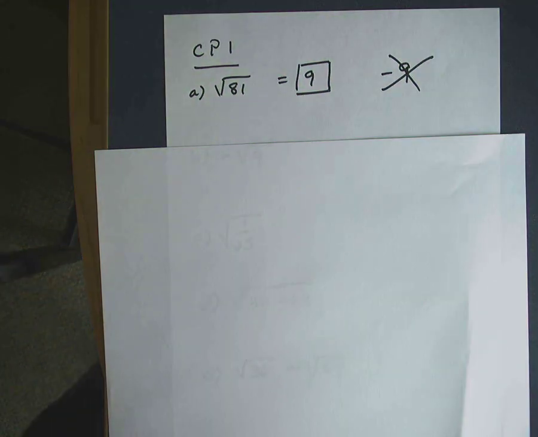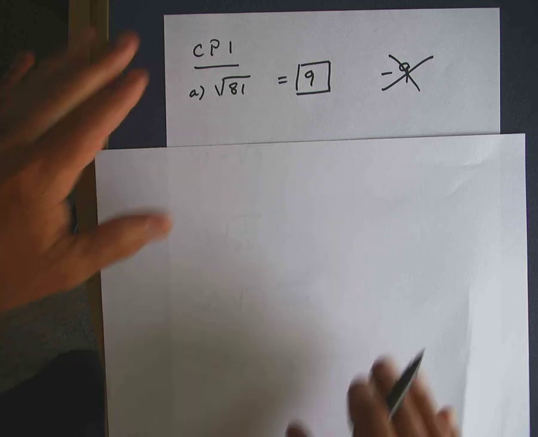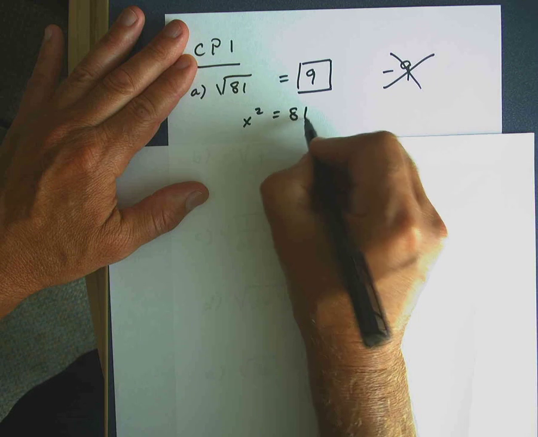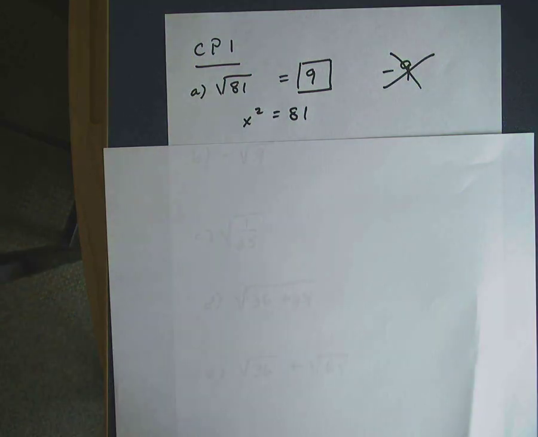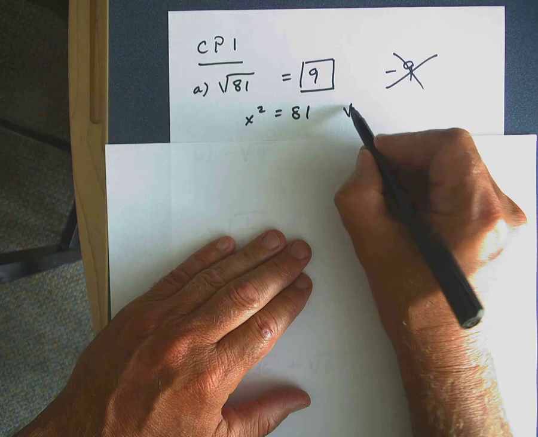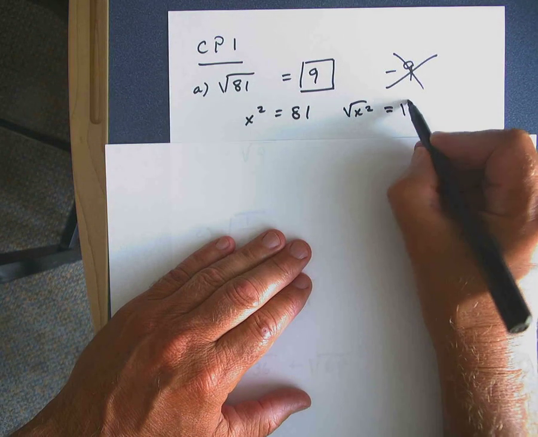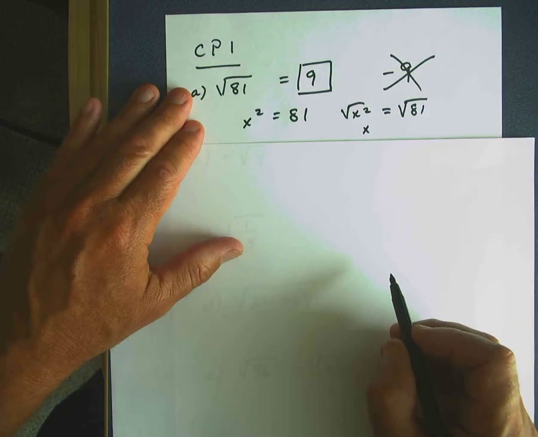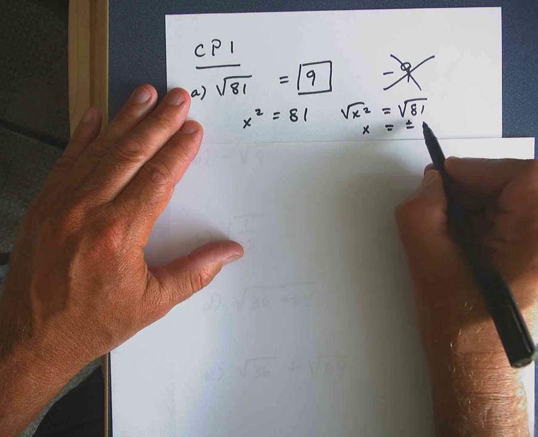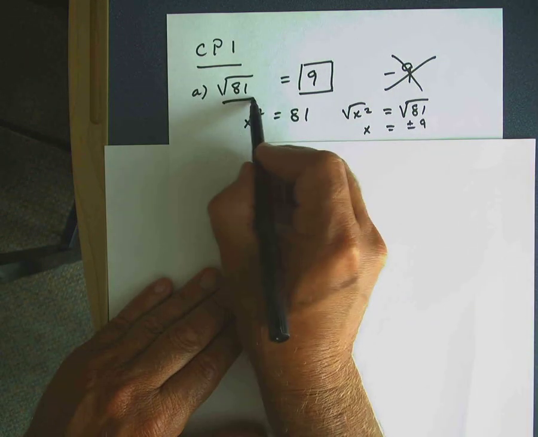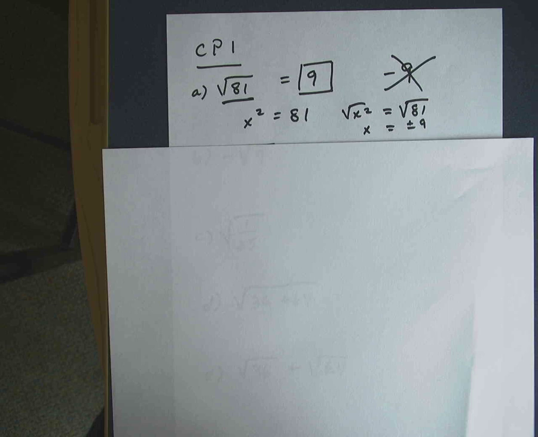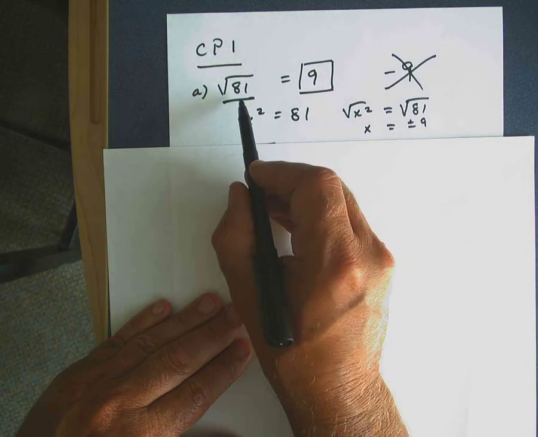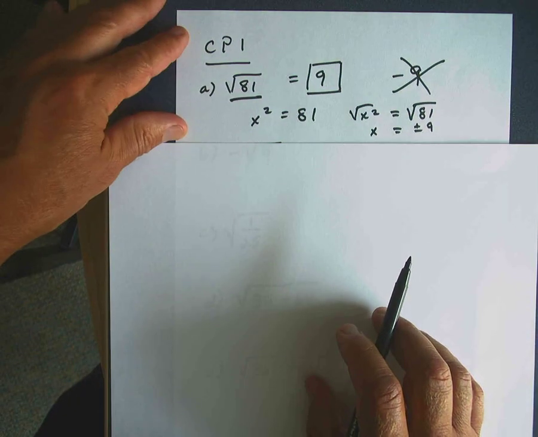Don't confuse this with a method that we sometimes use to solve equations. If you have, for example, x squared is equal to 81, one method that we would use at times is to take the square root of both sides, and then x would be equal to plus or minus 9. That's different than simply taking the square root. The square root of a number is always a positive number. Don't confuse that with a method we use to solve equations. The only square root of 81 is a positive 9.